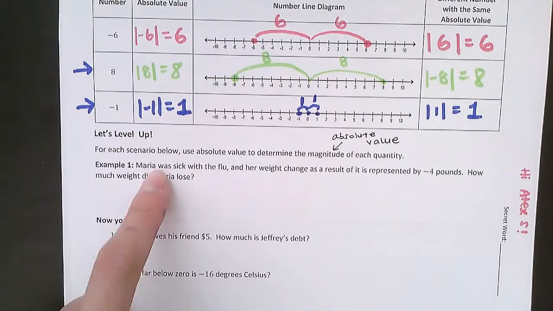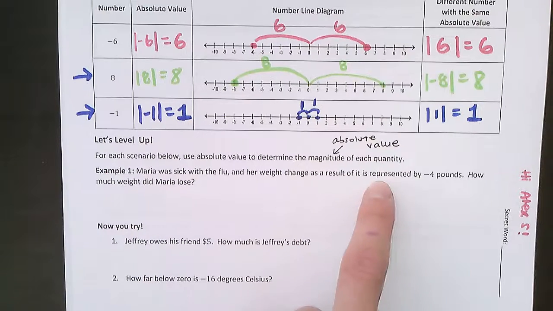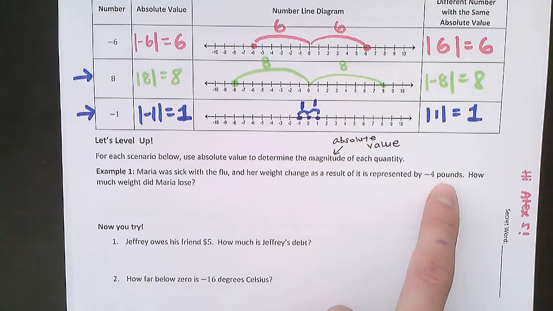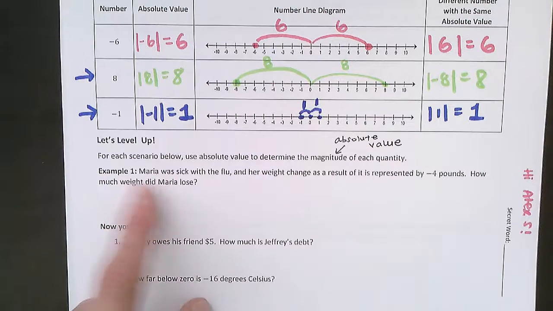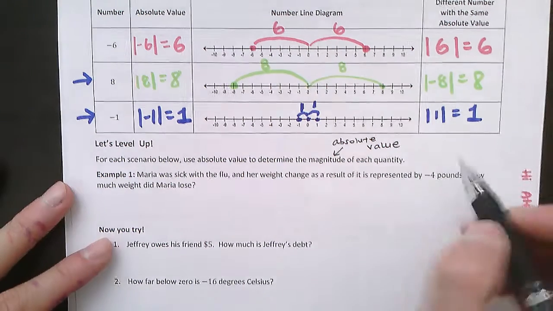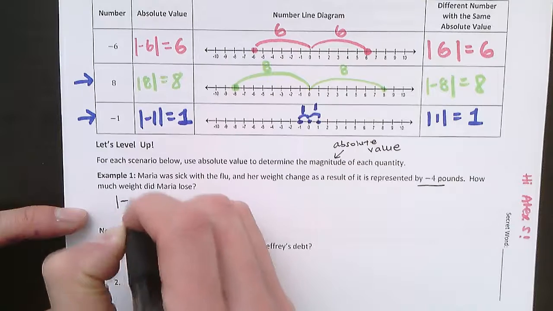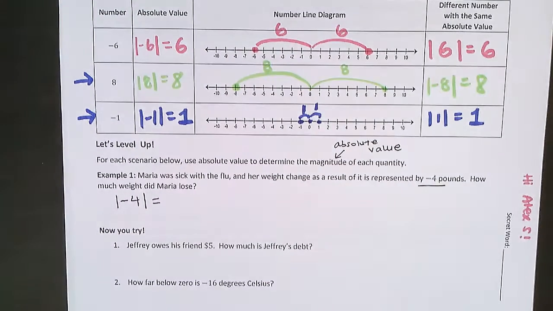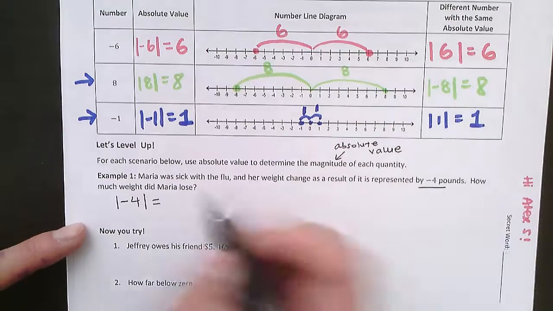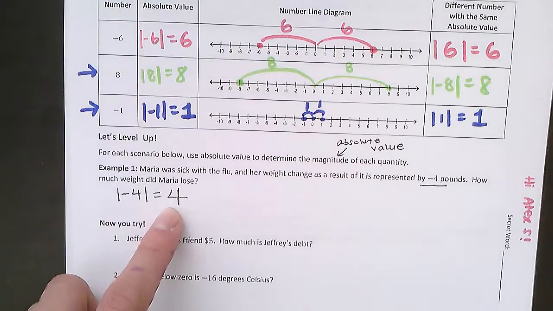Example number 1. Maria was sick with the flu, and her weight change as a result of it is represented by negative 4 pounds. How much weight did Maria lose? Let's underline the number that we're going to be working with here, negative 4 pounds. And let's find the absolute value of it. The absolute value of negative 4 is that number's distance from 0. So negative 4 is 4 away from 0. So we would say the absolute value is 4.